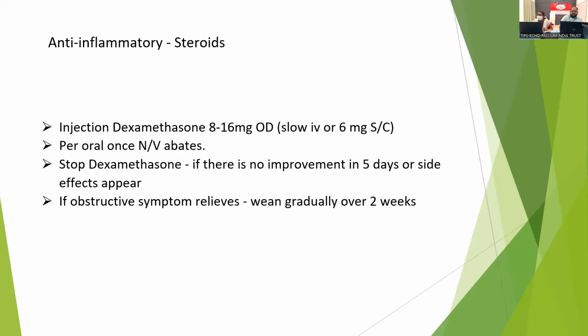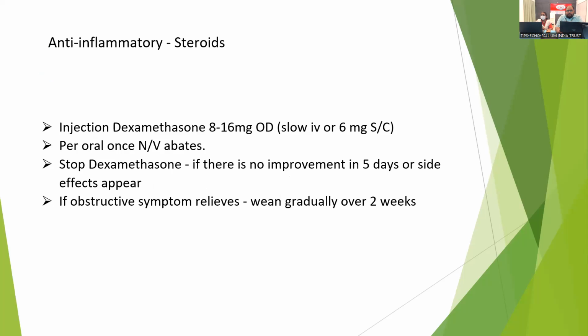So anti-inflammatory, the steroids. Dexamethasone is the drug we use commonly because it's a long-acting one and a single-day dosage could be used. It can be given as a slow IV or a 6 milligram subcutaneous route also. Once the patient's nausea and vomiting has come down, we can even opt for oral routes in incomplete bowel obstruction.